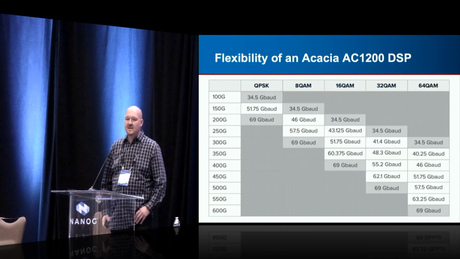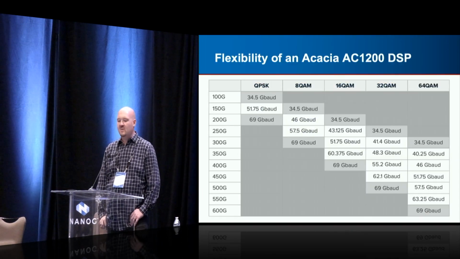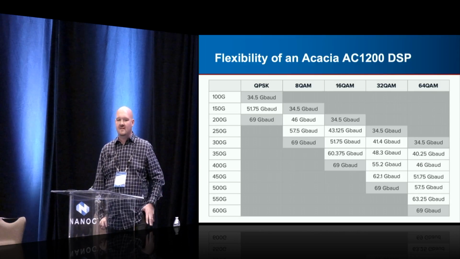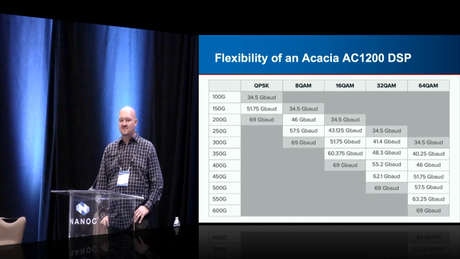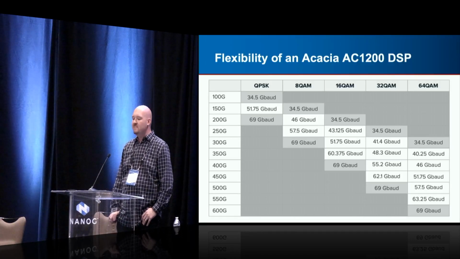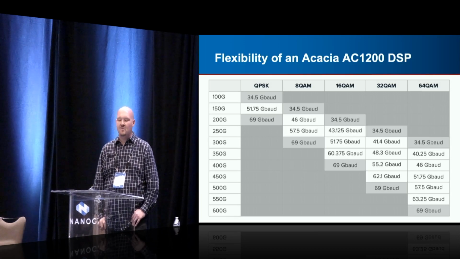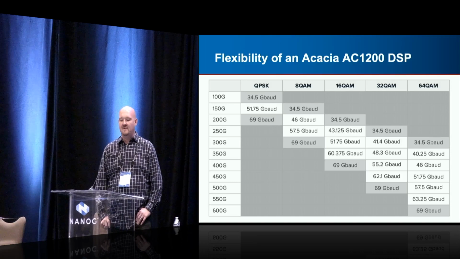So here's an example of a modern DSP and what that looks like. Acacia is one of the leading manufacturers. They're kind of like the Broadcom of the optical DSP world. Most people use them. So this is the latest product that they ship, and here's all the different combinations. Here's all the different ways that you can achieve different bit rates.